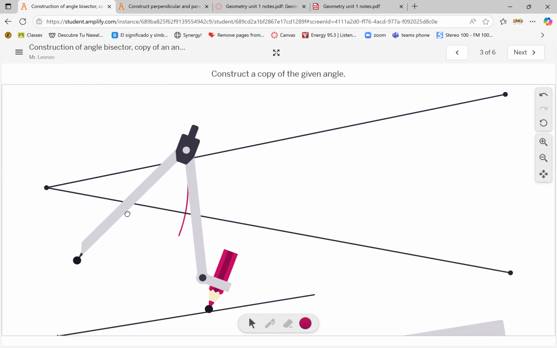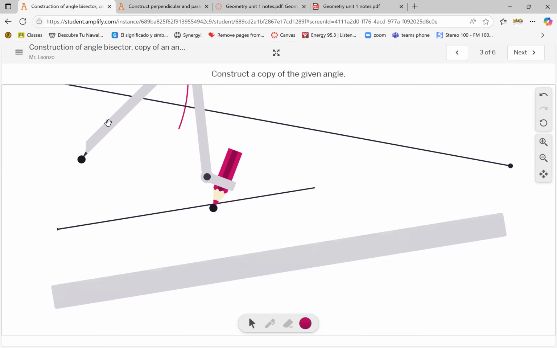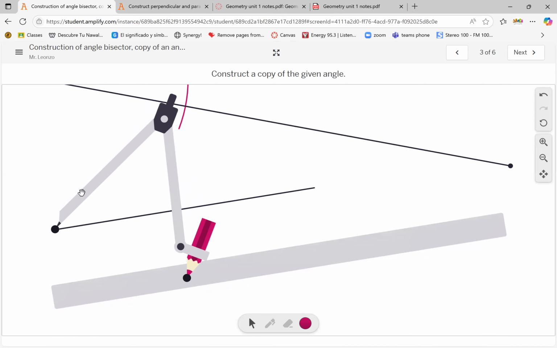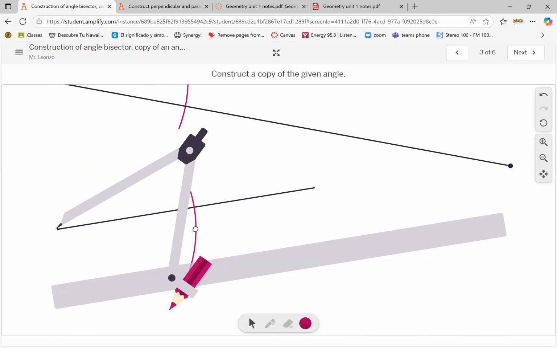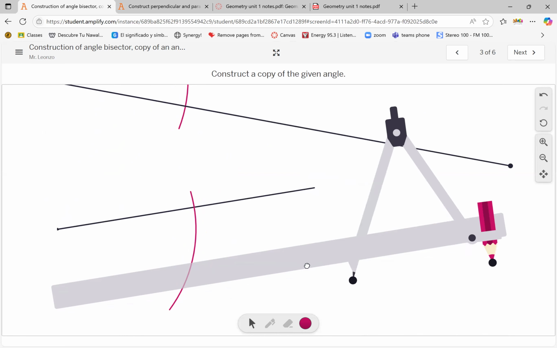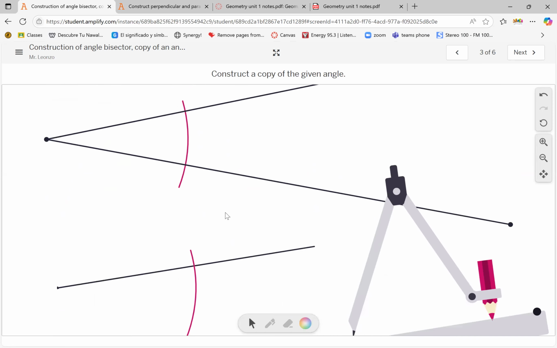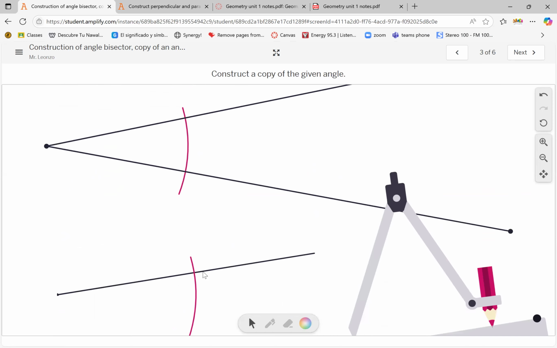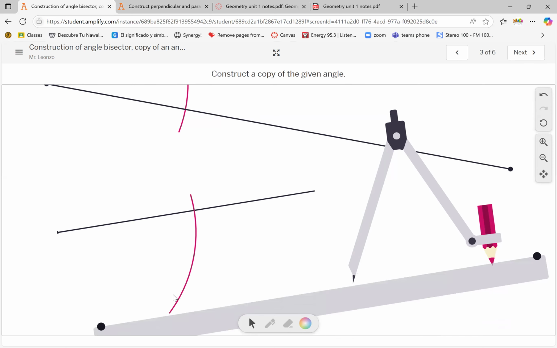Now let me grab my compass, keep the same aperture, bring it to the vertex of my new angle, and I'm going to draw an arc. So let me move this out of the way. Just to go over what we have done, I just did a segment. I did an arc on my angle, and then keeping the same aperture of the compass, I made an arc right here at the copy, at the bottom, right where I'm going to copy it.